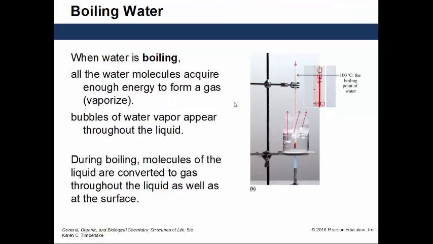Right, when water is boiling, all of the water molecules acquire enough energy to form a gas, what's called to become vaporized. Of course, during boiling, the molecules of the liquid are converted to gas throughout the liquid, as well as on the surface. So not just the bubbles you see on the surface, all the particles inside that substance or water are boiling also.